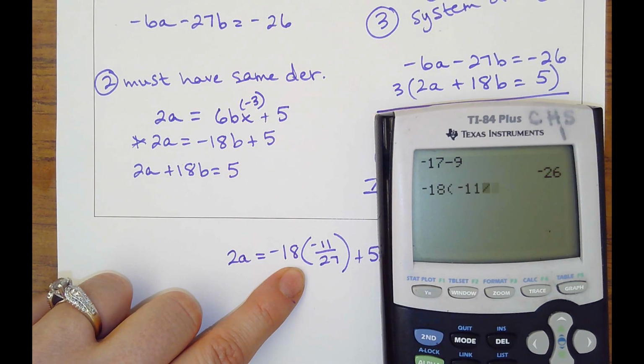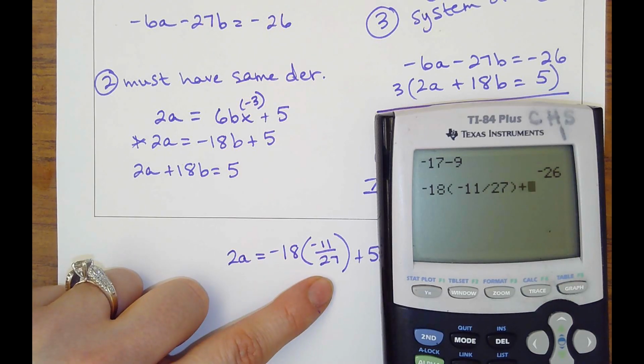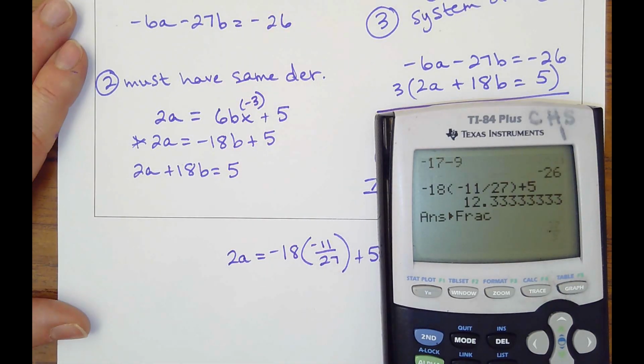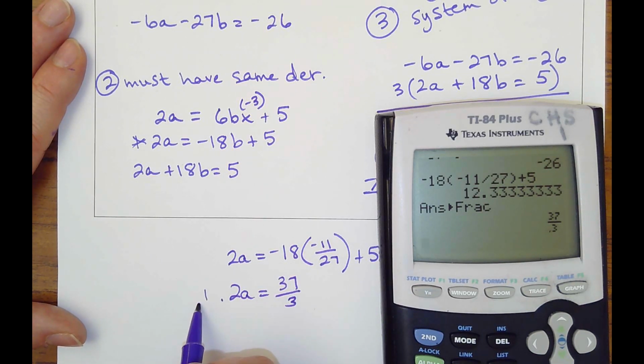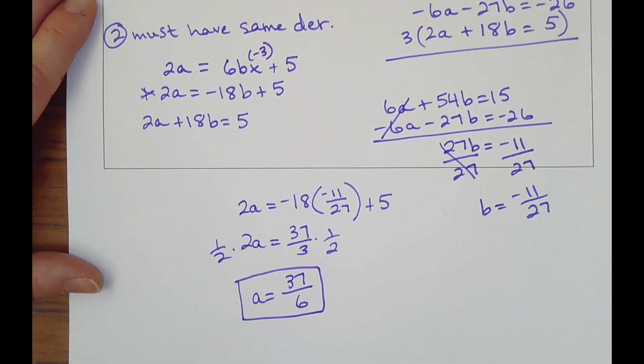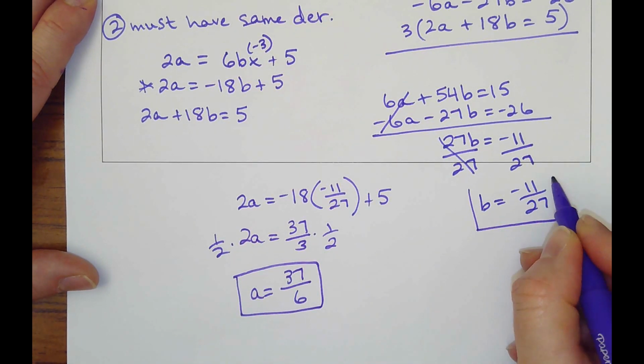Turn it into a fraction, but then I also have to either divide by 2 or take it times the reciprocal of a half. And so I get 37 over 6. Yuck. So that's A, and that's B.